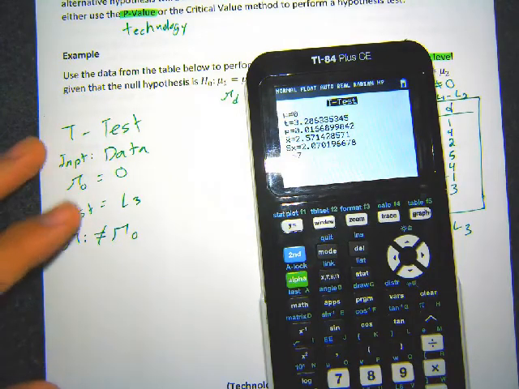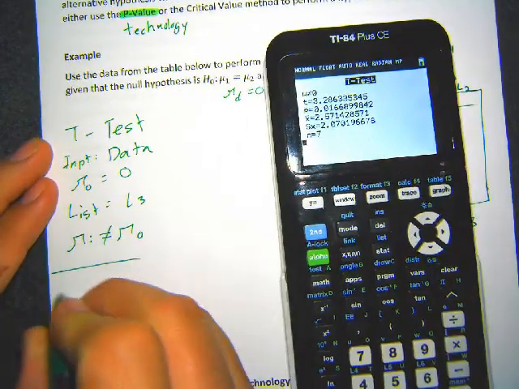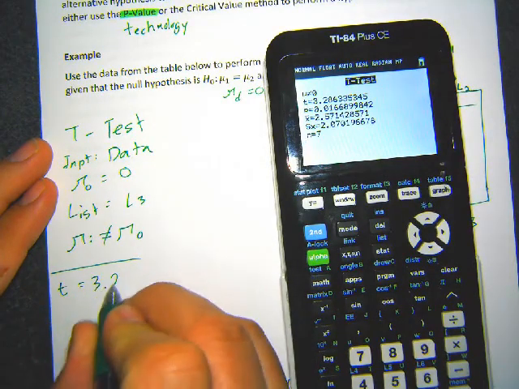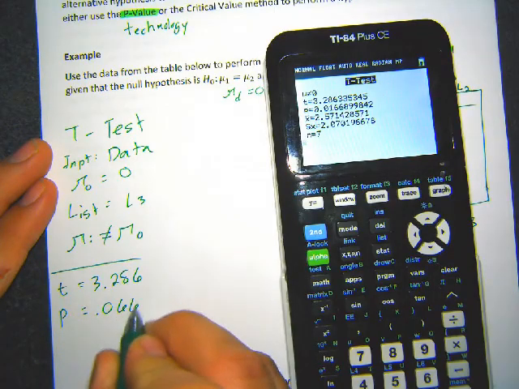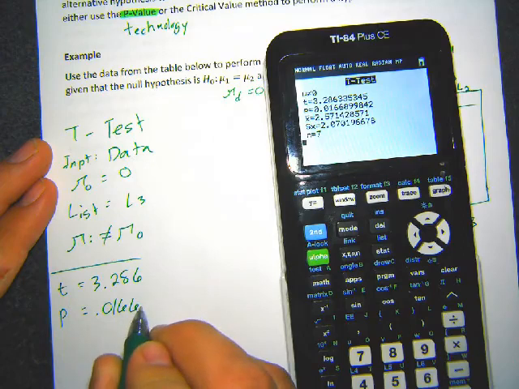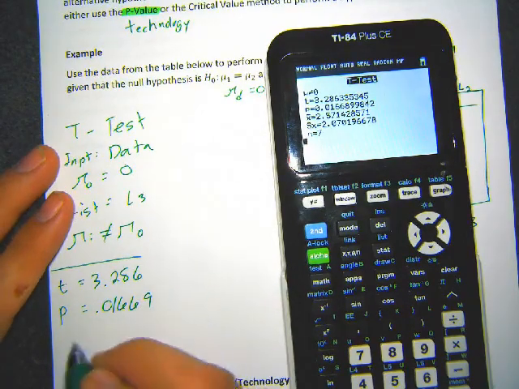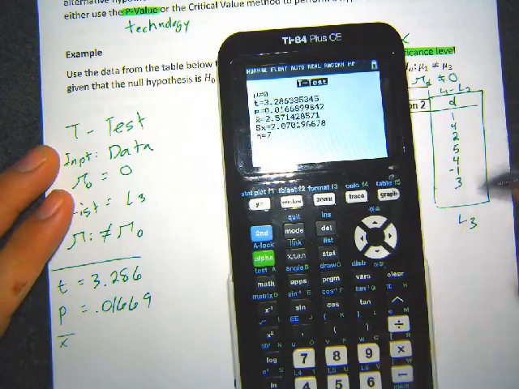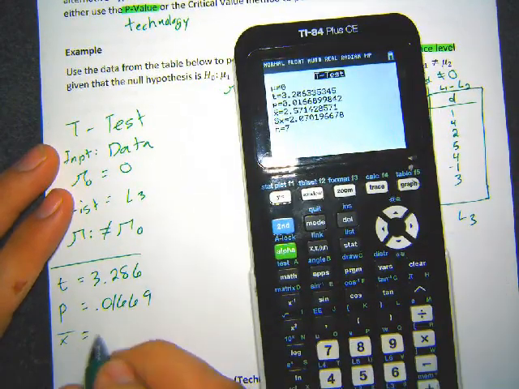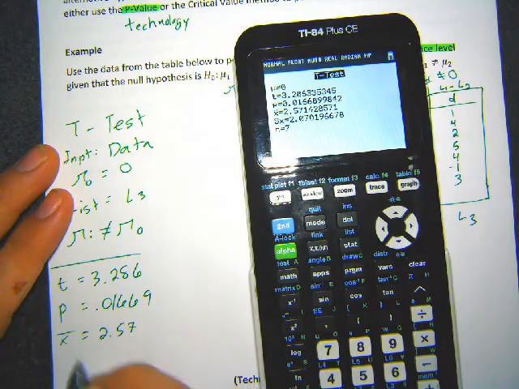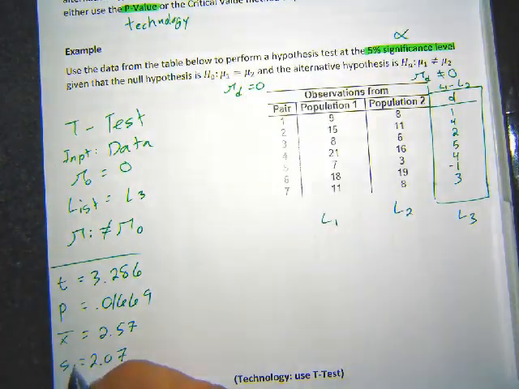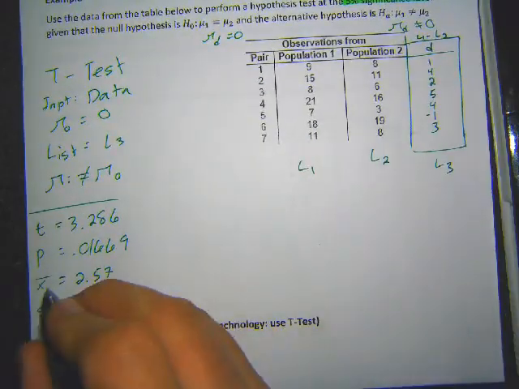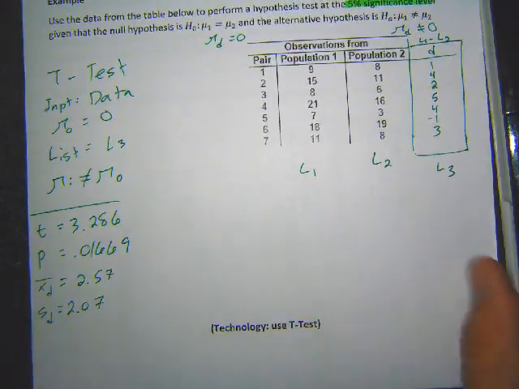So from this, we get the t-score, 3.286. We get the p-value, 0.016669, around that. This gives us the sample mean, so that's going to be the mean of this sample data right here. We don't really need it, but it does give you that. And it gives you the sample standard deviation. So the standard deviation for this would be 2.07. So that would actually be the standard deviation of the differences and the mean of the differences. You could put that as D bar, I guess.